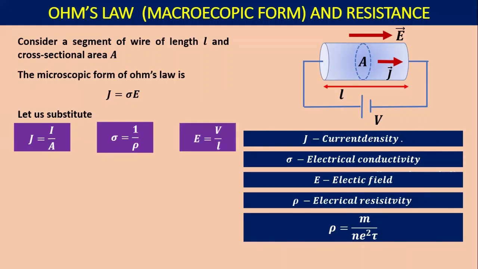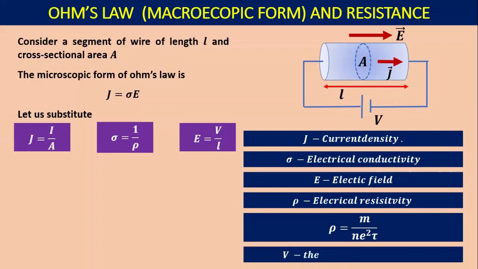Electric field is the negative potential gradient. So in scalar form, we can write in general form E equals V by L. So as we substitute all these three formulas, instead of J, I substituted I by A, instead of sigma, I substituted 1 by rho, instead of E, electric field, I substituted V by L. Let me rearrange this. I get V equals I times within bracket rho L by A.